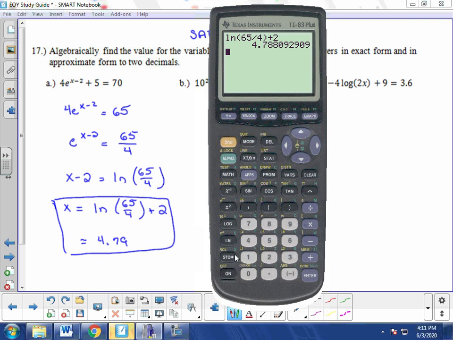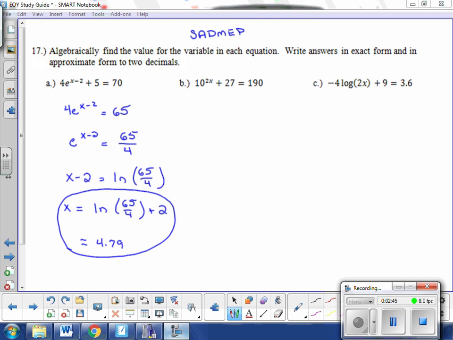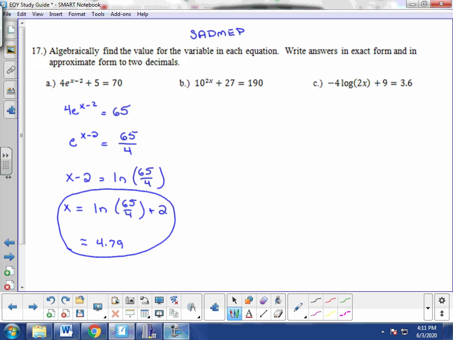Let's take a look at B. B is another exponential equation, and we can solve it in the same manner. The first thing we want to do is subtract 27 from both sides. That would give me 10 to the 2x power equal to 163. Now I'm already to the exponential portion of the equation. This 10 is the base, so I need to use a logarithm of base 10. That's what we call the common log.